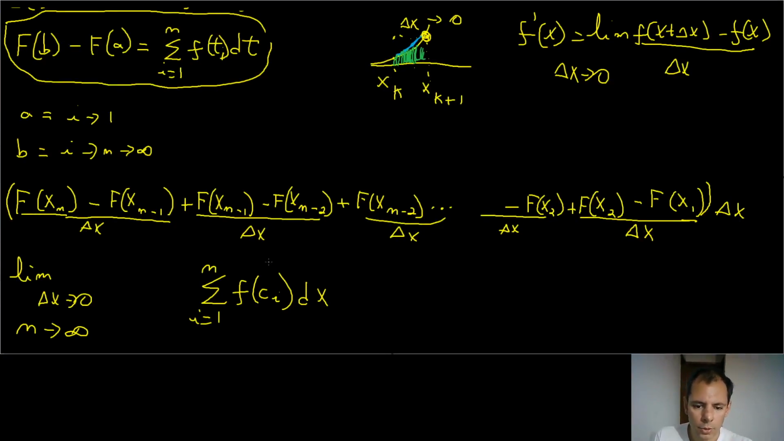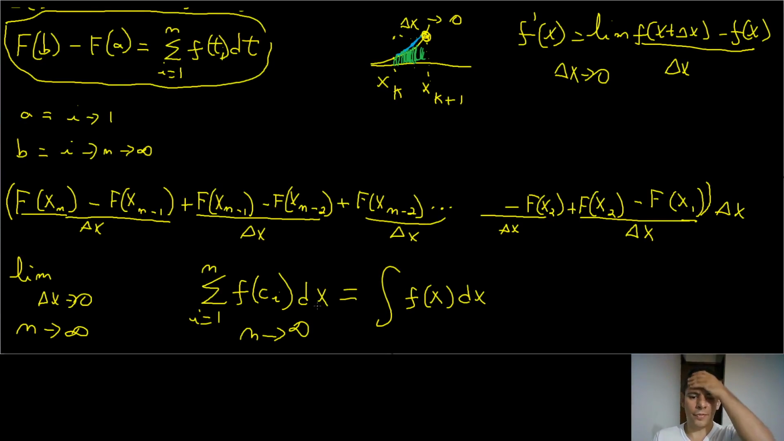Since this c_i, as n approaches infinity, is going to touch every point in the graph, you can just say that this summation in here is going to be the integral of f of x dx. And there's the proof.